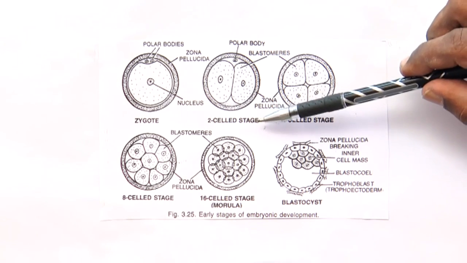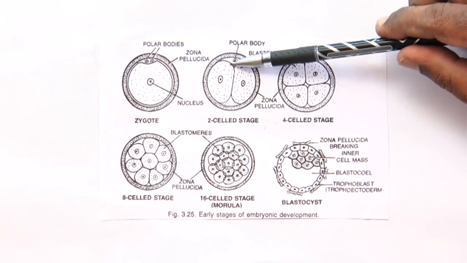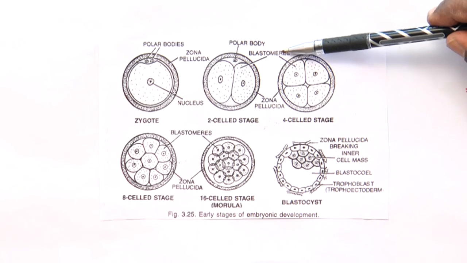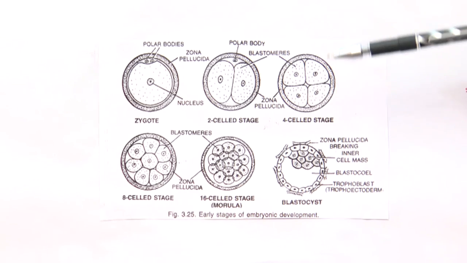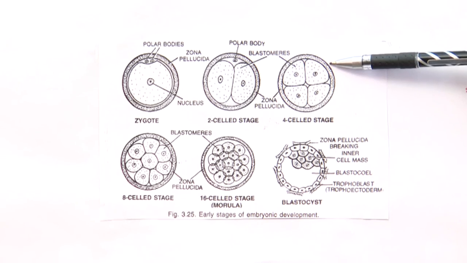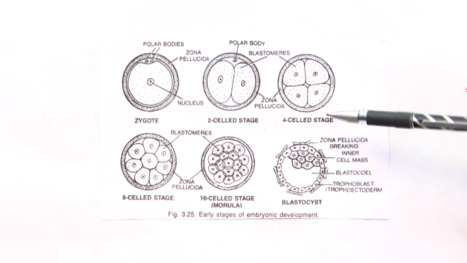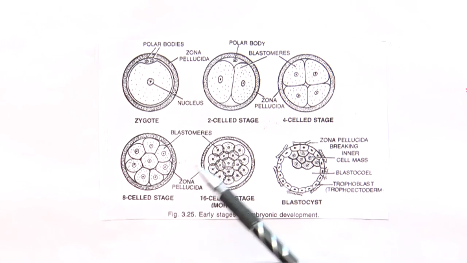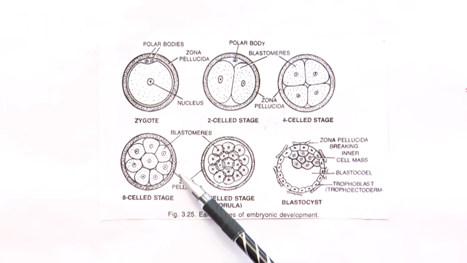And in the 2-cell stage, that is after the first cleavage, it results in 2 cells, and these cells are called the blastomeres. And here you can see the zona pellucida and the polar body. Next is the 4-cell stage, which means that the second cleavage is completed and it results in a 4-cell zygote. Then this 4-cell stage undergoes the third division and it becomes an 8-cell stage. Here also you can see the zona pellucida and the 8 blastomeres inside.